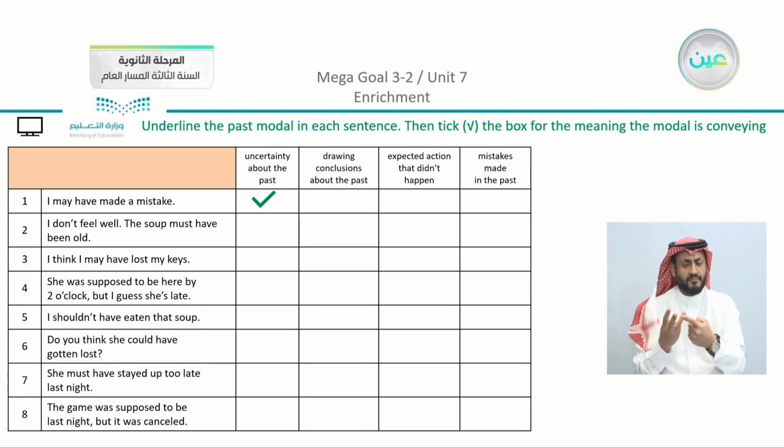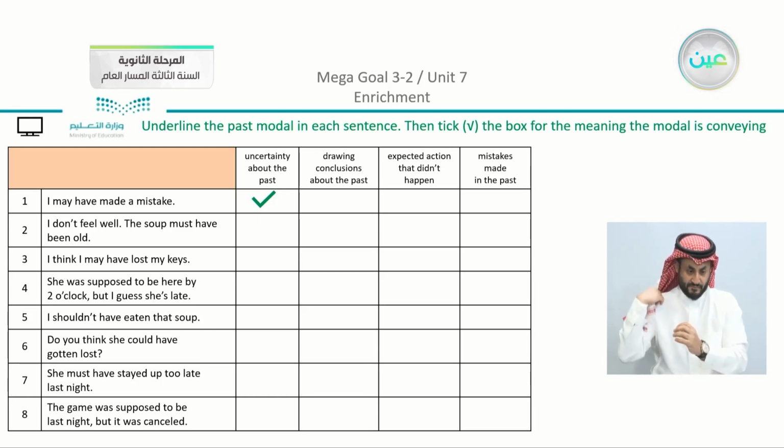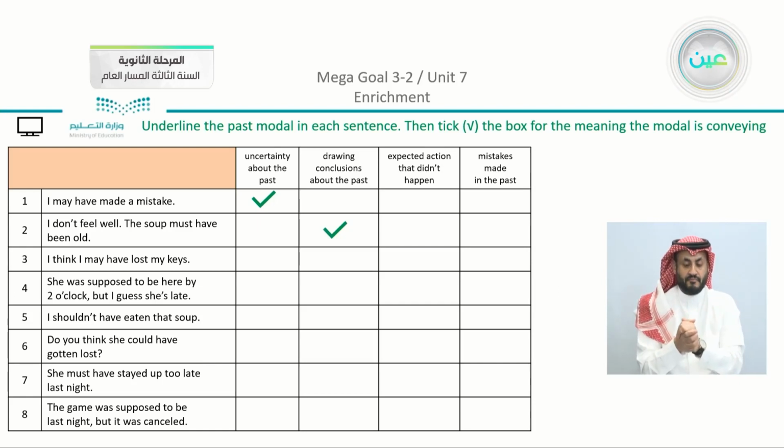Number 2, I don't feel well. The soup must have been old. So here, if you don't feel well and you have eaten something, you are actually drawing a conclusion about the past. We have number 3, I think I may have lost my keys. Now this is also uncertainty because I have I think. Number 4, she was supposed to be here by 2 o'clock, but I guess she's late. She was supposed to be here. So here in this sentence, we have an expected action that didn't happen.